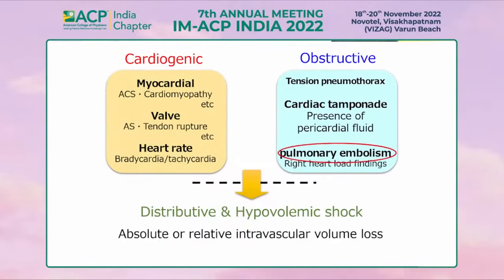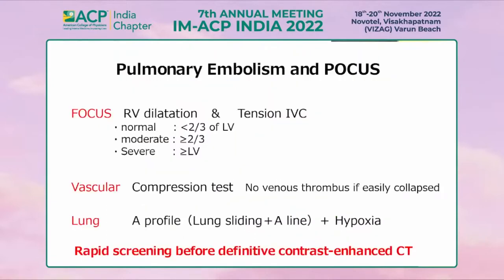Next, I will show an assessment of pulmonary embolism in the obstructive category. As for pulmonary embolism, we check FOCUS, vascular of lower extremities, and lung. Check for IVC plethora and RV enlargement by FOCUS. Vascular ultrasound, rule out the DVT by compression test. I will show you about the compression test later.